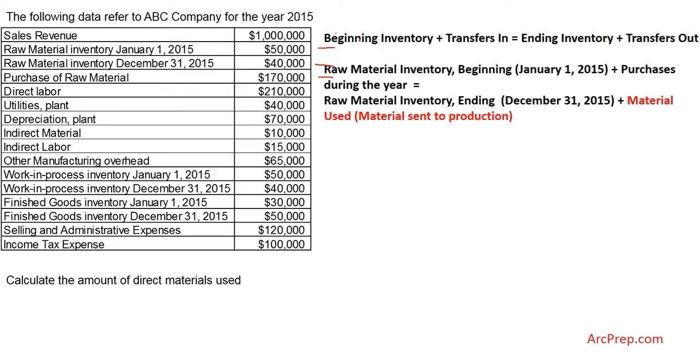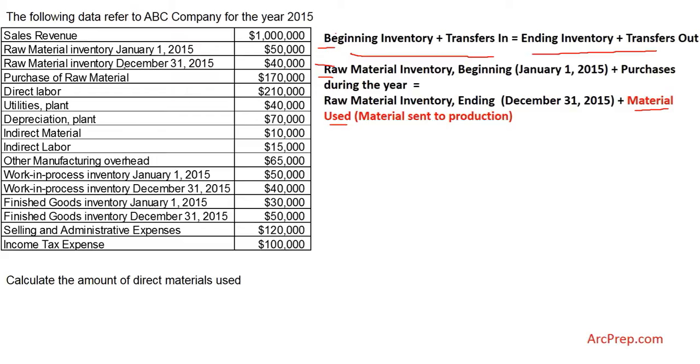And as always, we are going to stick to our fundamental equation of managerial accounting. Beginning inventory plus transfers in is ending inventory plus transfers out. Now, beginning inventory is raw material beginning inventory. Transfers in is purchases. Ending inventory is our raw material ending inventory. Transfers out is exactly equal to the material that we use.